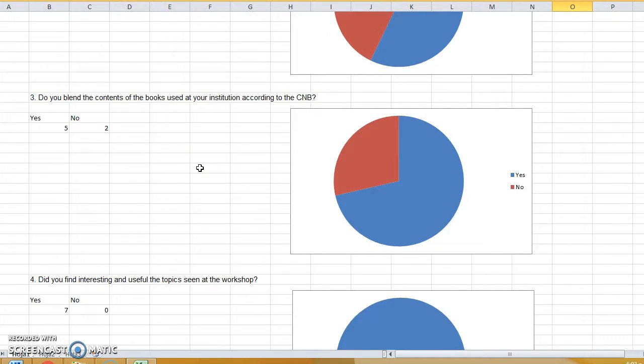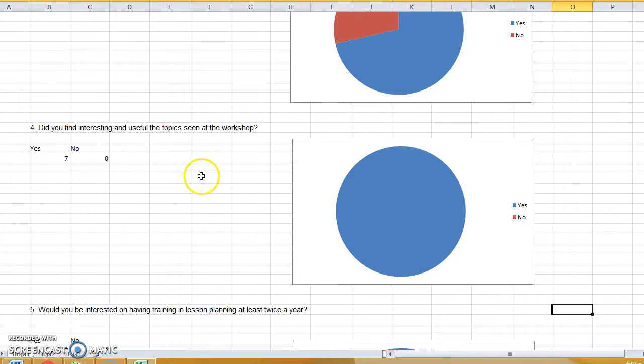Number 3, do you plan the contents of the books used at your institution according to the CNV? 5 responded yes, and 2 responded no. Sometimes it is difficult for them to adjust all of the content according to the CNV. That's what they answered when I asked them about this.